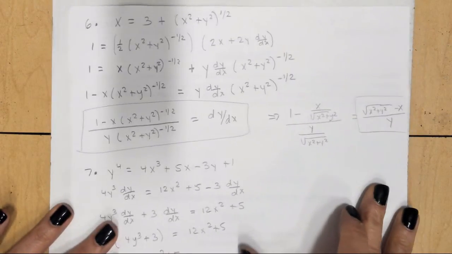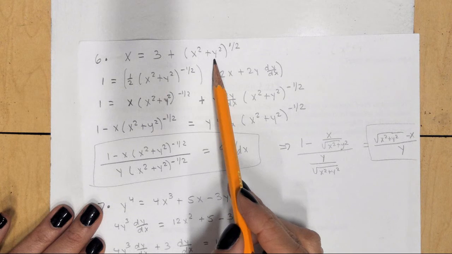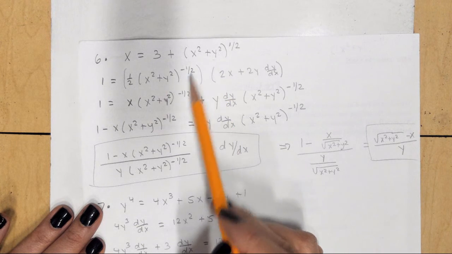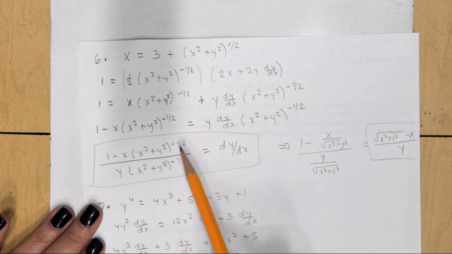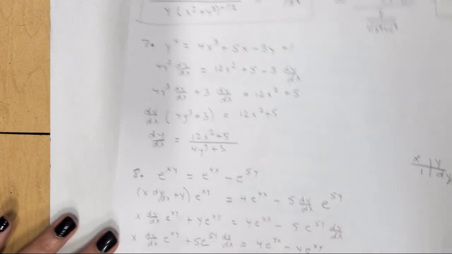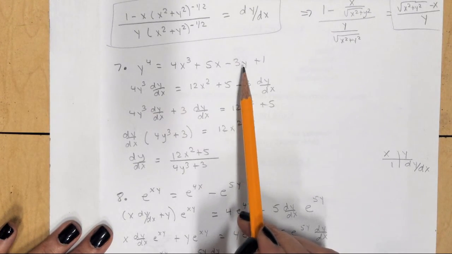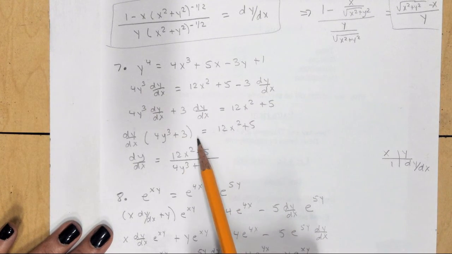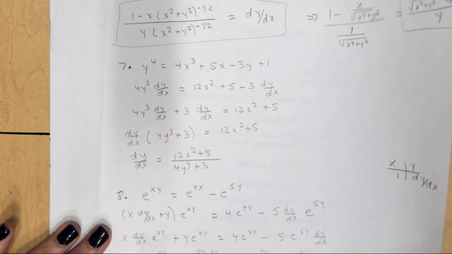Okay, so that was 5 and 8. Take a quick look at these answers. Notice number 6, got a chain rule here, and then inside here, dy dx. So finish 6. Number 7, no chain rule, no product rule. This is nice and straightforward. Again, get the dy dx's to the left. To settle that, we did number 8.